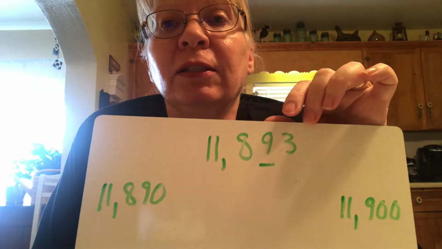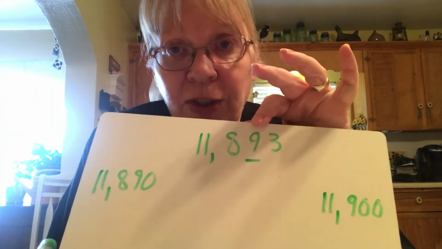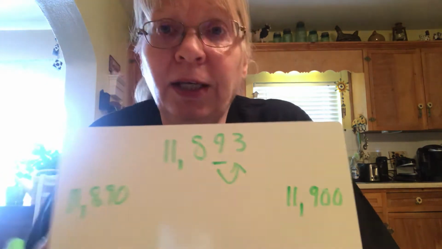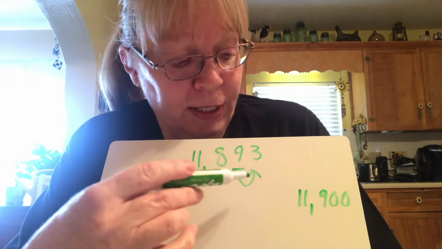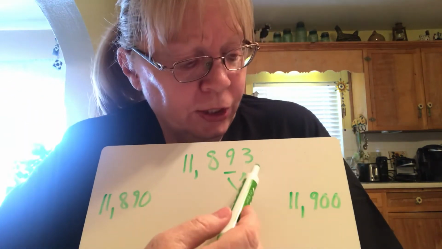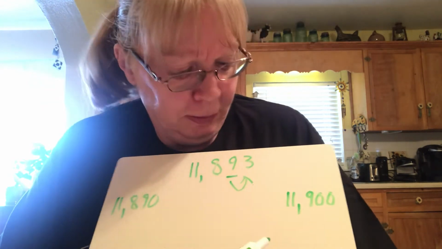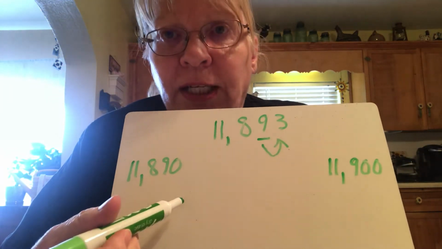All right, 11,893. So we're rounding to the tens place, and there's a 9 there. But the 9 doesn't decide. Remember, it's the number on the right. So this 3 will decide if we're going to stay at 90, or if that 9 was going to become a 10, then this would become a 9. But in this case, the 3 is going to make it stay where it's at, right? Because it's in the category of 4 or less. So we're at 11,890. That would be the correct answer.